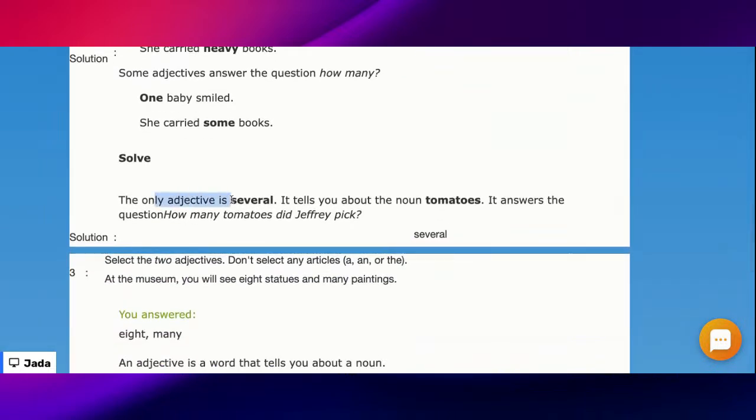So look at it here. The only adjective is several. Okay, your cousin. All right. So your cousin can join the math grade 2. It started already. Okay, it's going on.